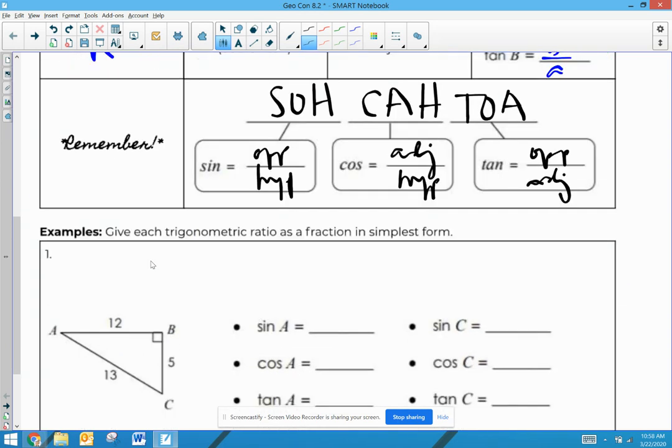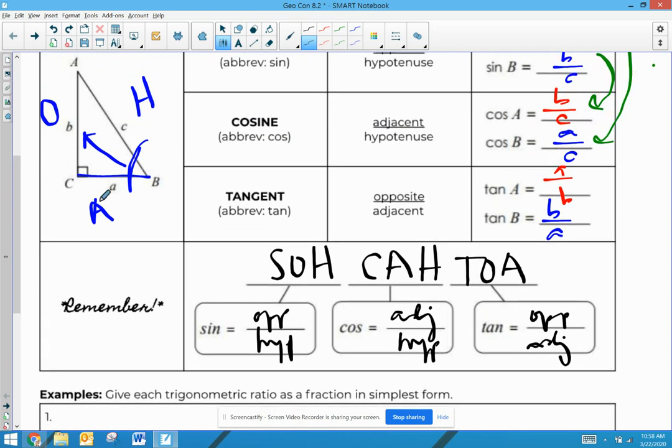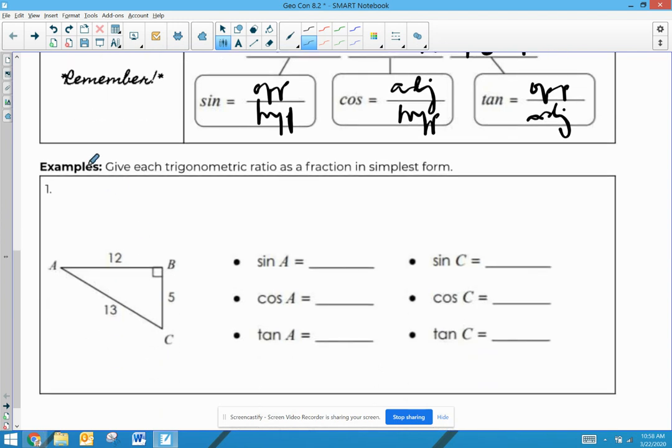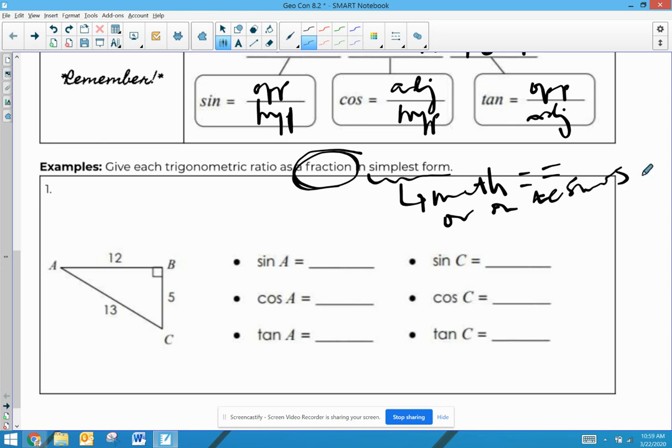So we did one of these before here with A, B, and C, but sometimes it's tricky when it's just letters. There's no numbers there. So we'll do this first example now. Give each trigonometric ratio as a fraction in simplest form. So this is important that we keep it as a fraction. We don't need a decimal equivalent here. And then simplest form, that's when we do math, enter, or we can do it on Desmos in another way.